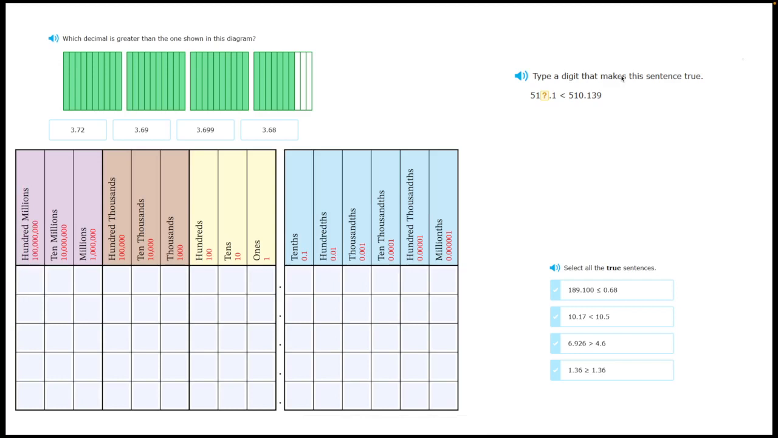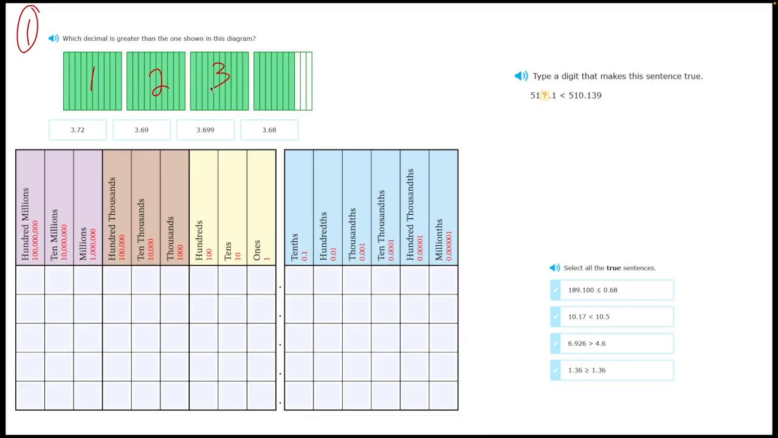Okay, last 3 types of problems that you might see on this lesson. Here we go. So starting with this one in the top left, number 1, which decimal is greater than the one shown in this diagram? So this box that's shaded in is 1, then this is the second box, then this is a third box. The fourth box is not fully shaded.